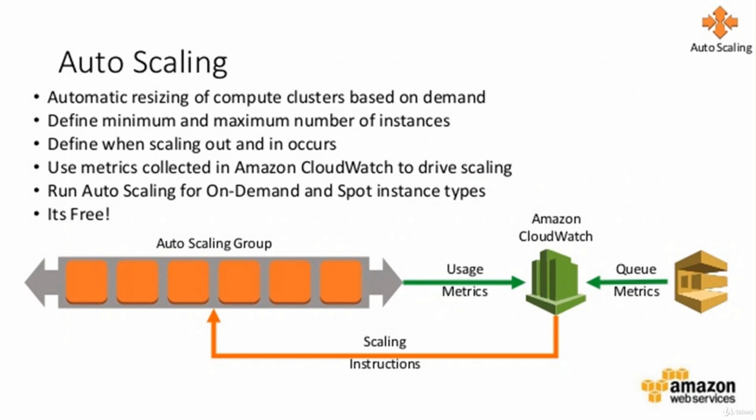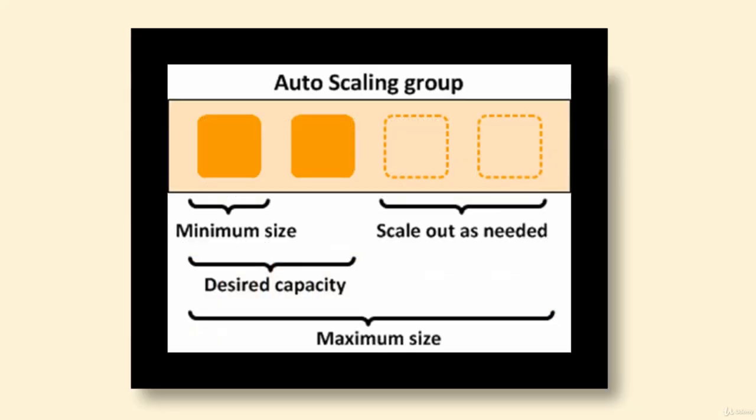So you have to set the maximum number of instances, and also a minimum number, because if there is no traffic, the website would not be opened at all. So you have to set the minimum number also. You can run auto scaling on demand and on other instance types, and it is free obviously. There you can set auto scaling groups, the minimum size, desired capacity, and the maximum size, which could be scaled out as needed.